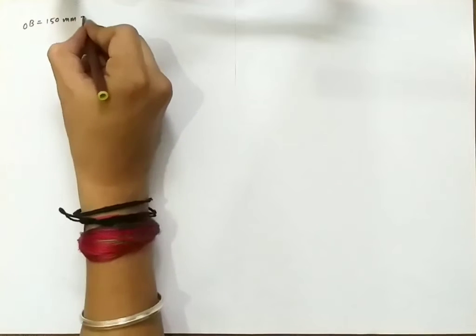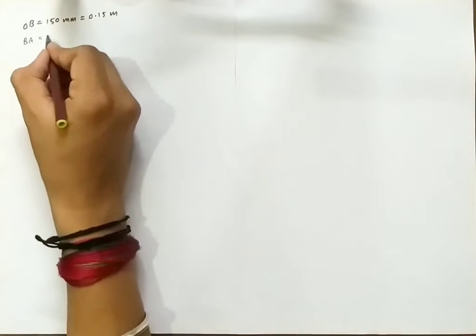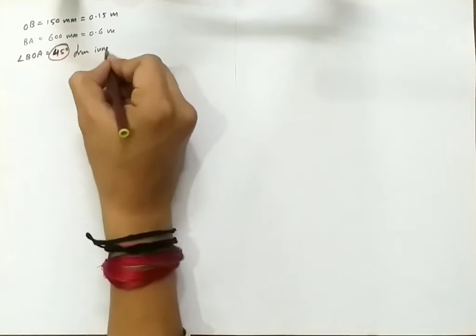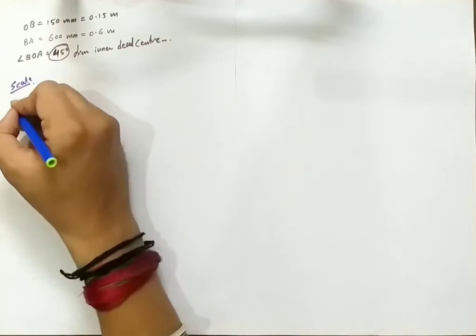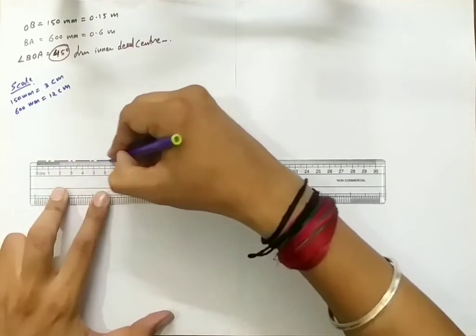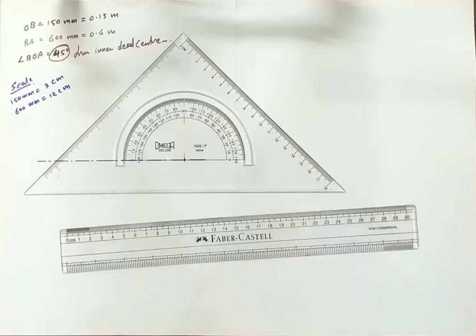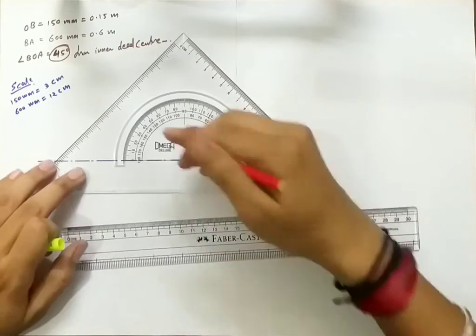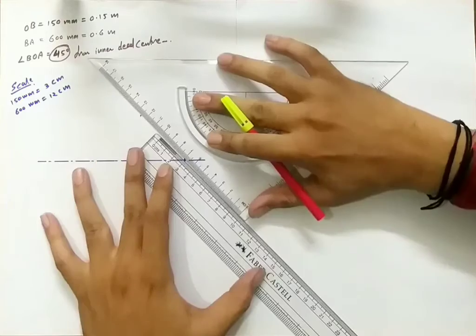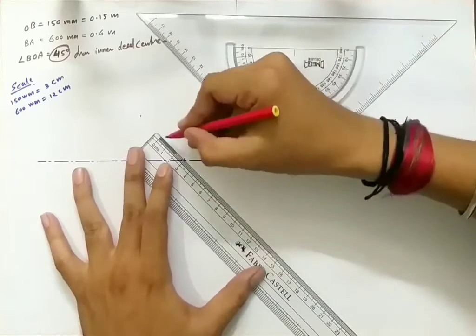So now the AB is given as 150 mm, BA is given as 600 mm, and angle BOA is equal to 45 degree from inner dead center. Before the space diagram, we have to take a scale, and that is 150 mm is equal to 3 cm. So according to this scale, we will make this space diagram. In this you can see this angle is 45 degree. So we will mark, and as per scale we will take this as 3 cm.